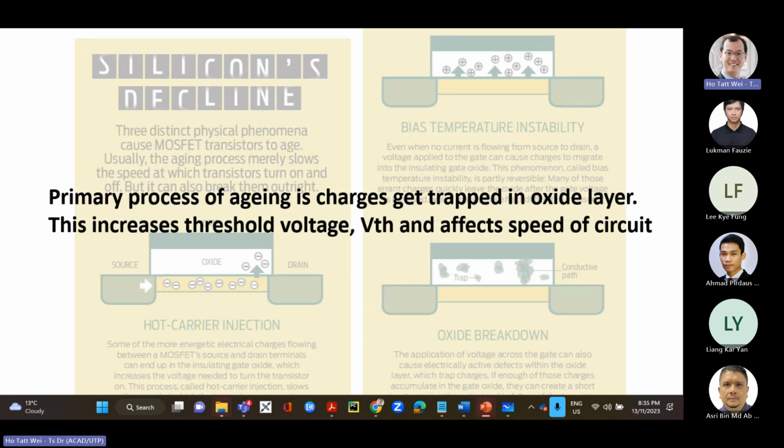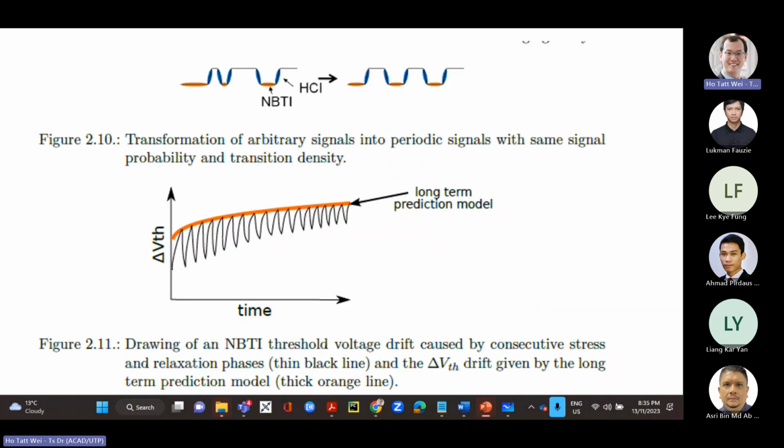So the primary process in aging is that charges actually get trapped in the oxide layer. I've repeated this a few times, but I just want to get the idea across. This increases the effective threshold voltage, so it affects the speed of the circuit that way. And the key difference is this.